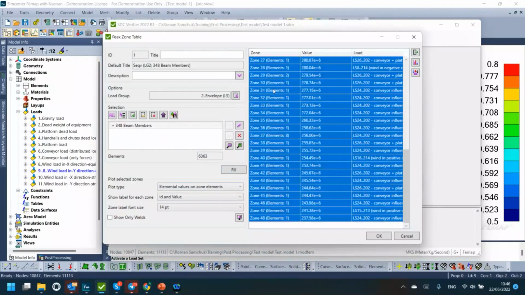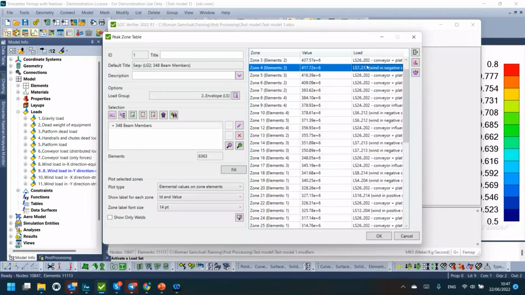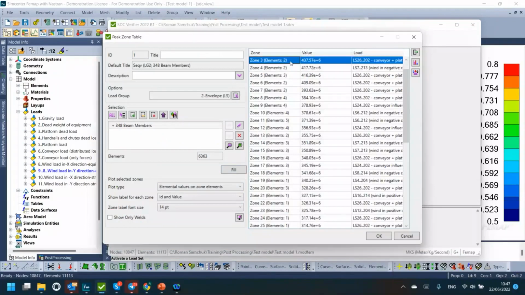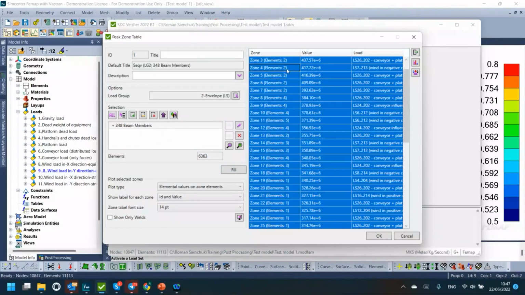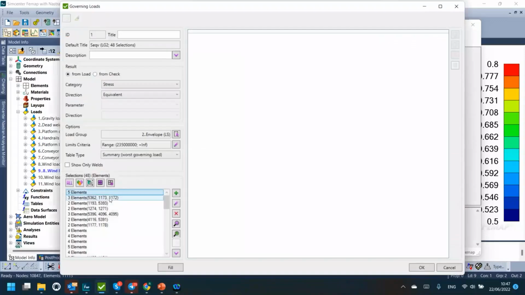Okay, I have this list of zones, but I still do not get what is the cause. I see that, okay, it's coming from load set 26, this one from load set 7, but how to improve my structure? What you can do actually is you can select all these zones, and you can directly go to the governing load tool. And the idea is that each of these zones will be automatically stored in the selection of your governing load tool. Yeah, and you have the same option here. So whether you want to focus on stress level or check, whatever it is, since we started from stress, we're going to continue with this.